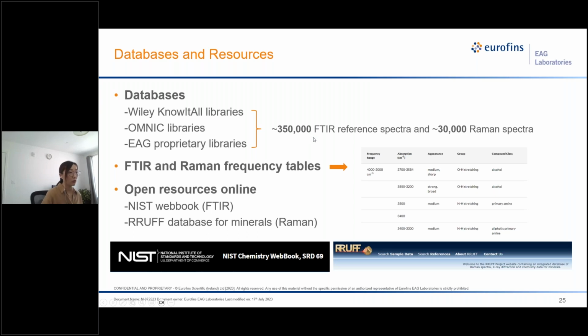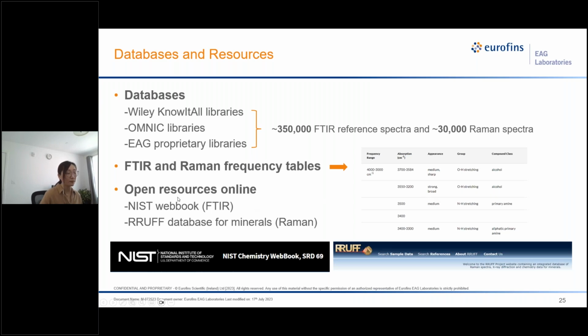This adds up to a total of 350,000 FTIR reference spectra, as well as around 30,000 Raman spectra. For people who do not have access to commercial libraries, the frequency tables that are readily available online can be a very useful tool to assist with spectrum interpretation.